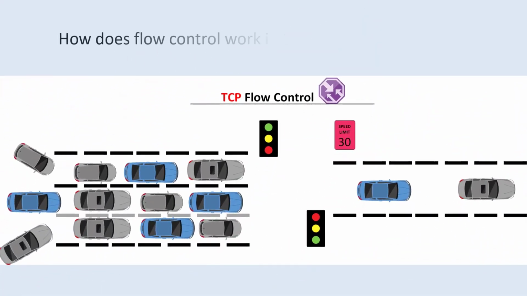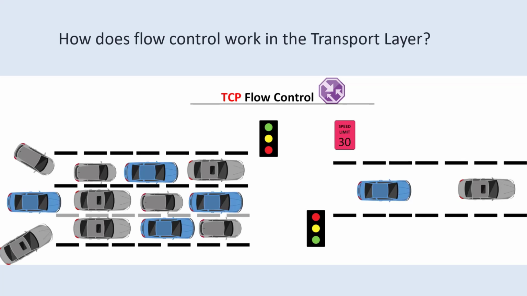How does flow control work in the transport layer? Flow control mechanisms prevent fast senders from overwhelming slower receivers. TCP uses techniques like windowing to manage the flow of data and avoid congestion in the network.